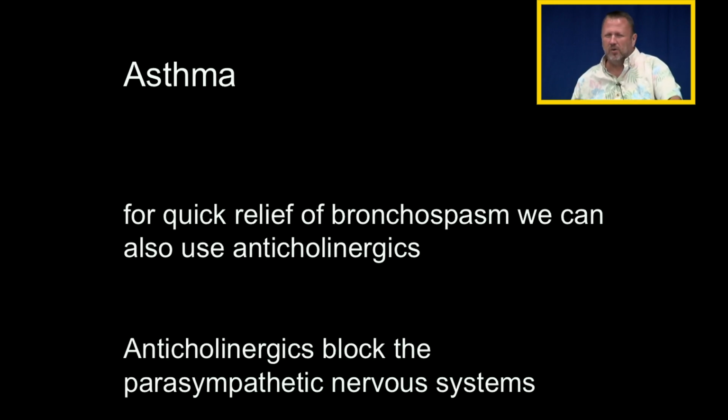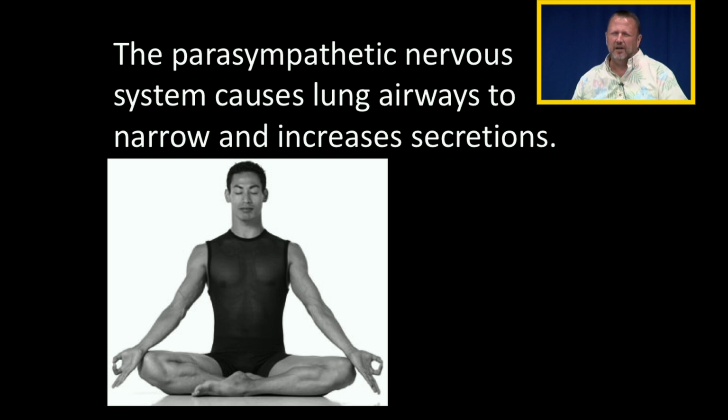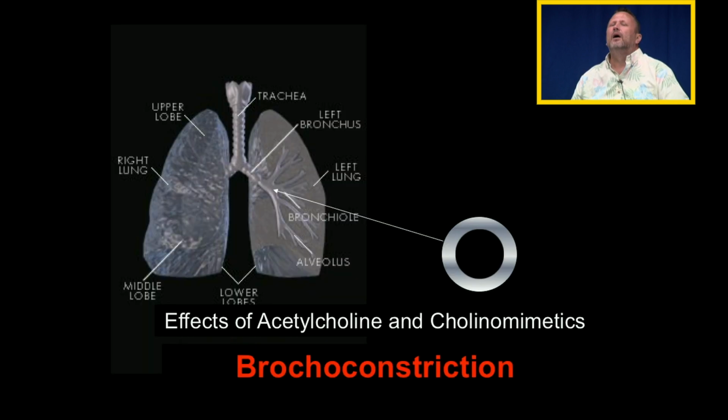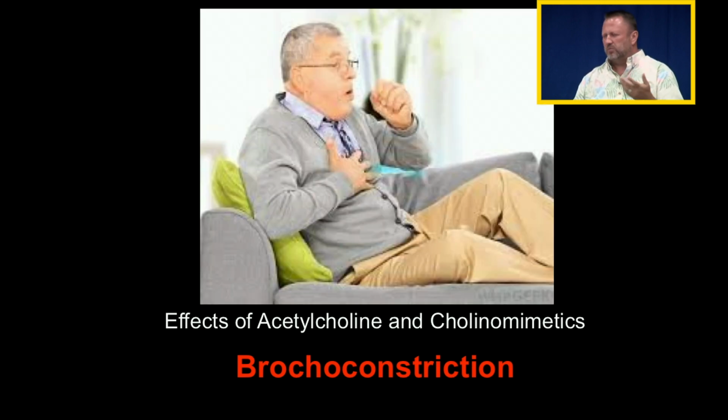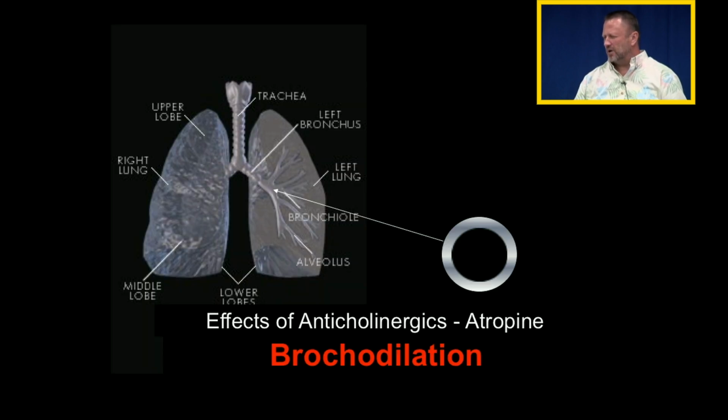And then we can use an anticholinergic drug as well. And again, acetylcholine narrows the lung airways, makes them wet to improve filtration, but that can be problematic in asthmatics. And so acetylcholine is a bronchoconstrictor. The cholinomimetic drugs are bronchoconstrictors, and that's especially a problem with an asthmatic. And so that's why we use anticholinergic drugs as bronchodilators. Let's do that again. We use anticholinergic drugs as bronchodilators because they block that constriction system from the parasympathetic nervous system.